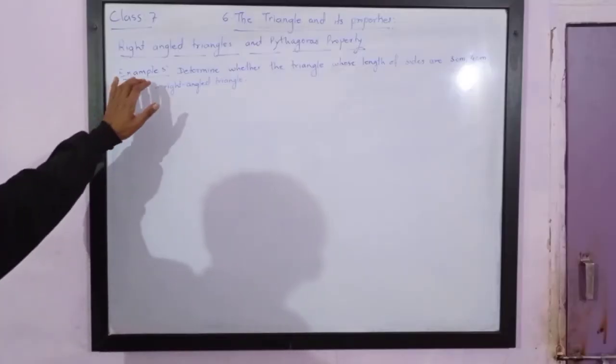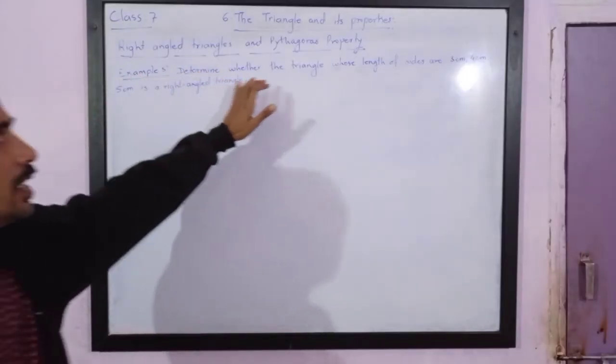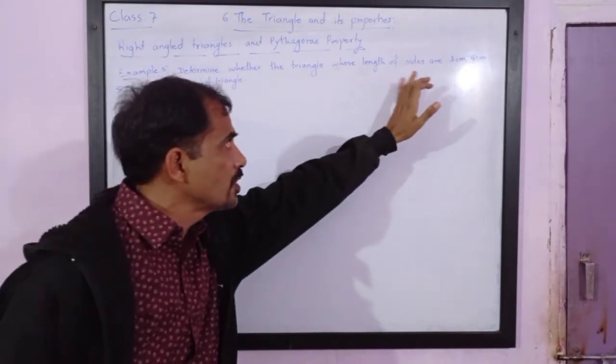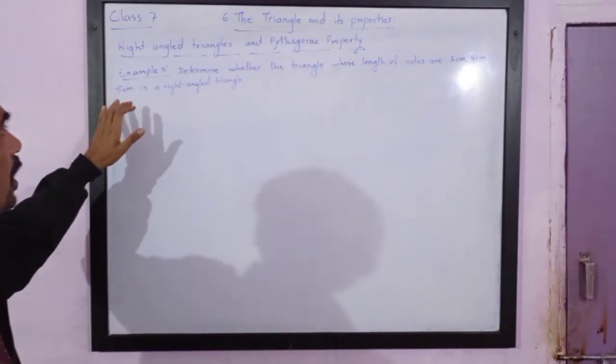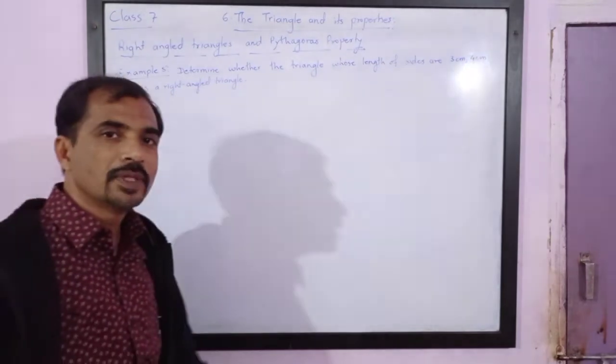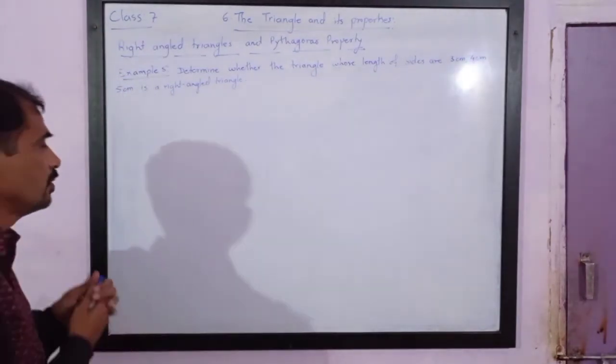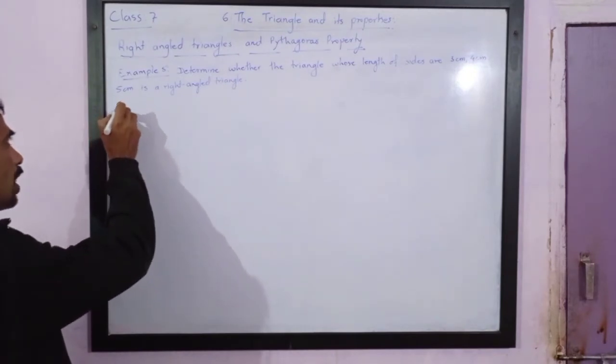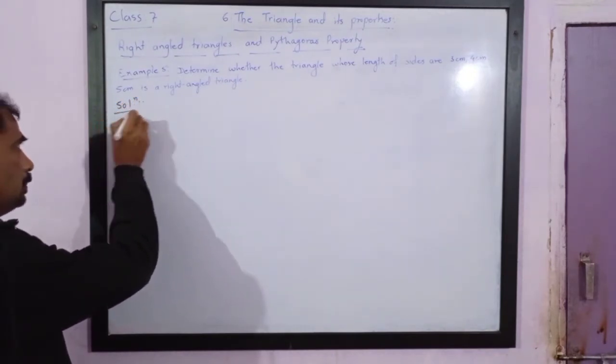Dear friends, next we have example number 5. Determine whether the triangle whose lengths of sides are 3 cm, 4 cm and 5 cm is a right angle triangle. We have already solved this problem. Let us check now how to solve. That also we must understand, how to write the answer.